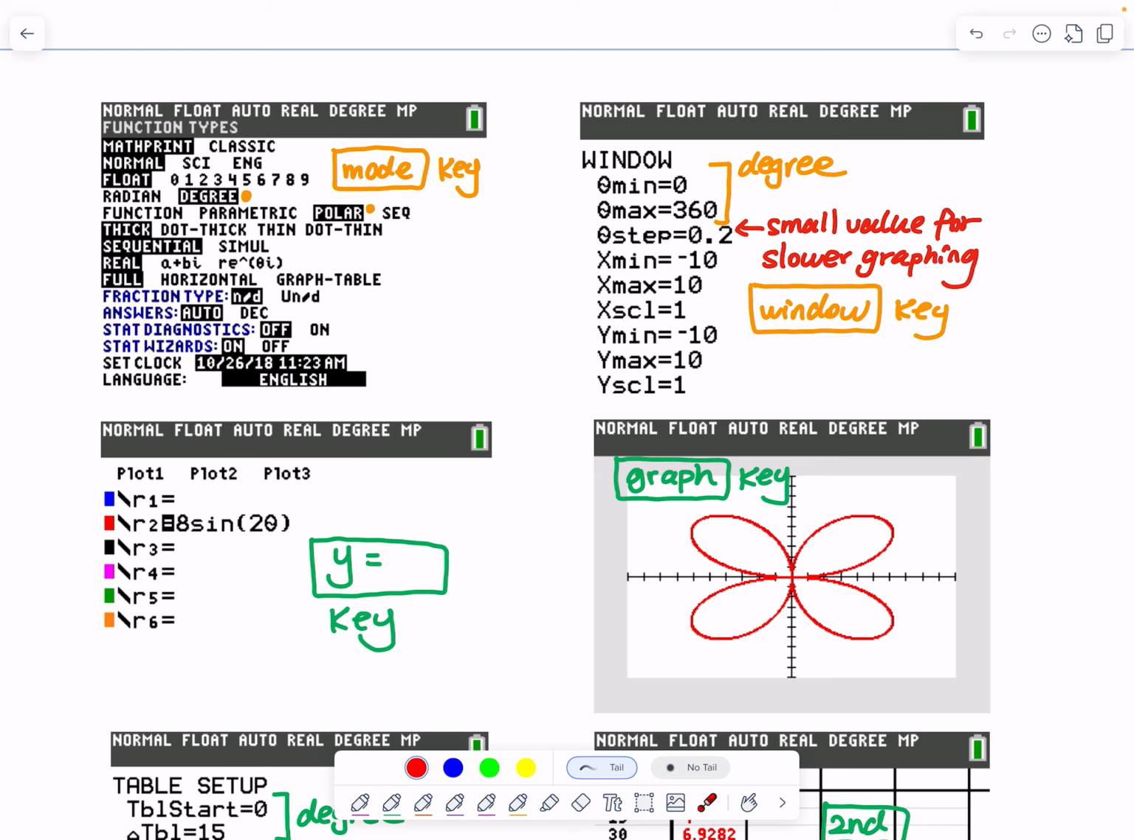Okay, 8 sine 2 theta. I use the second one, not the first one, because I want to see a red graph. And then once you're ready, click the graph key, and it will trace the graph very slowly. Okay, this is what the graph is supposed to look like. Some people would call this a rose graph or rose curve, because it looks like a rose flower. You have 4 petals.